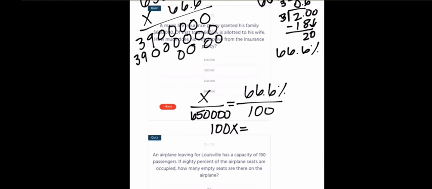2 placeholder zeros this time. 1, 2, 3, 4, 5 zeros, 9, and 3. And I'm going to add it all up. 0, 0, 0, 0, 0. 9, 12, carry the 1. 13, carry the 1. 4.